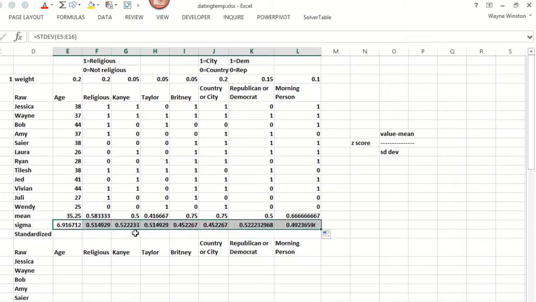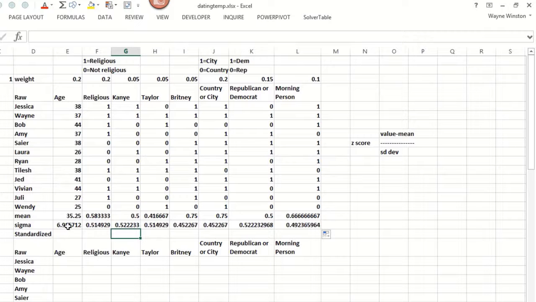Notice the age has a much higher standard deviation of 7, while the other variables, of course, have standard deviations less than 1. Now, how do we standardize? Well, we take the value of the person's age minus the mean. Now, we're going to copy that down and across, so we need the dollar sign, the 17. And then we would divide, because we want the E to change to F, but not the 17 to change. Then divide by the standard deviation, dollar sign, the 18.